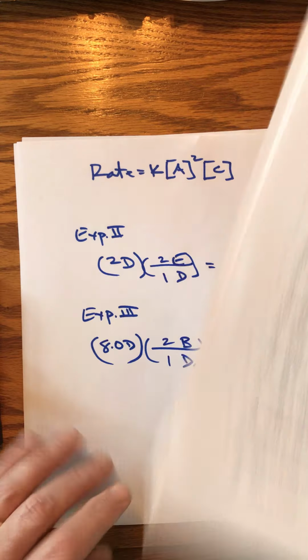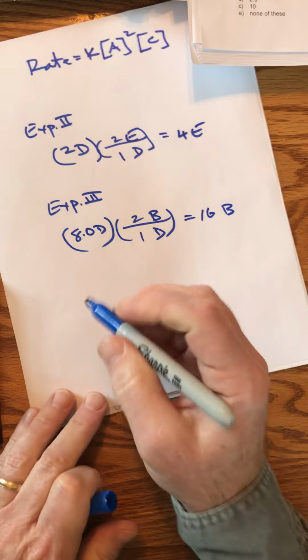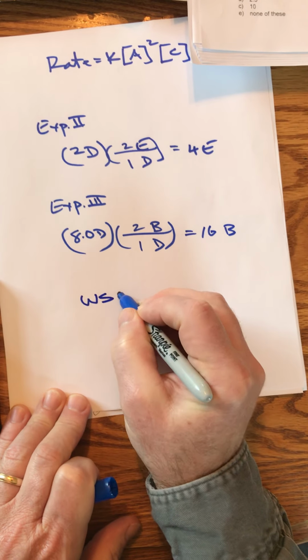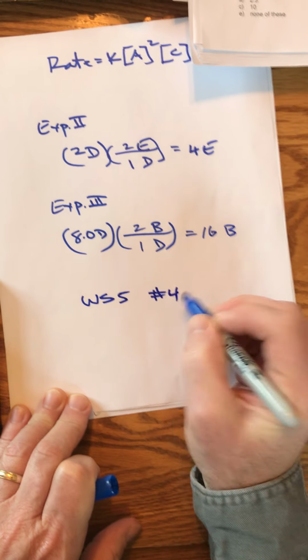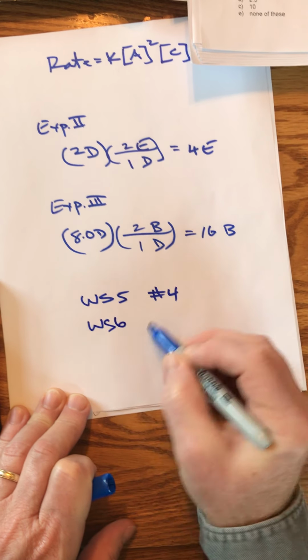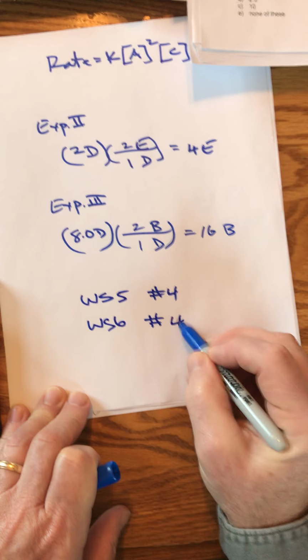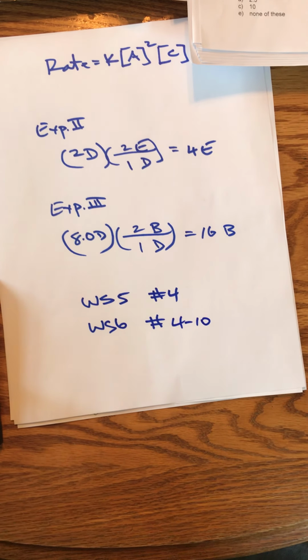So your homework tonight, you're going to do worksheet 5, number 4. You're going to do worksheet 6, numbers 4 to 10. All right, I'll post a key tomorrow.